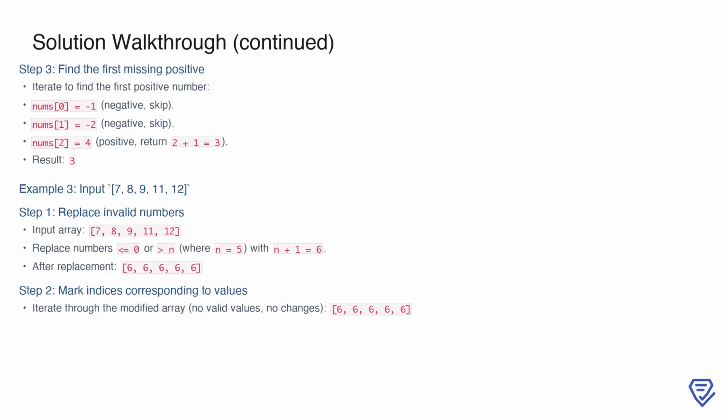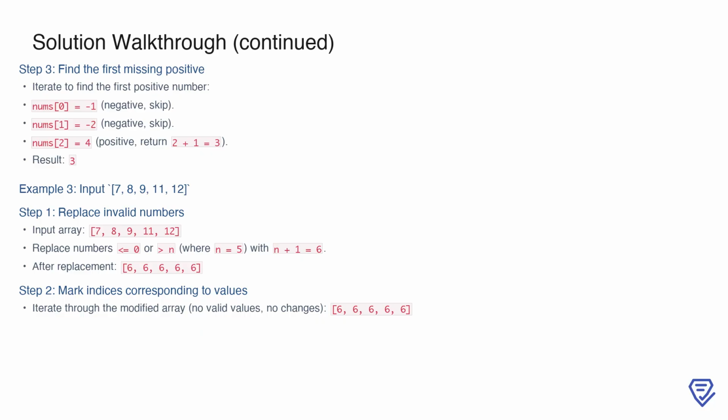After marking the indices in the array, we now look for the first missing positive number. In the array -1, -2, 4, we iterate through each value. The first number, -1, is negative, so we skip it. The next number, -2, is also negative, so we skip it as well. Finally, we encounter 4, which is positive. This tells us that the first missing positive number is 2 plus 1 equals 3. The result for this example is 3.